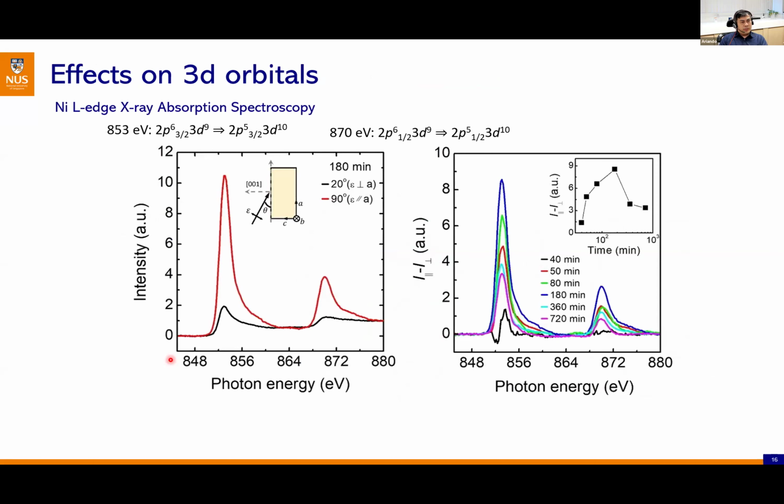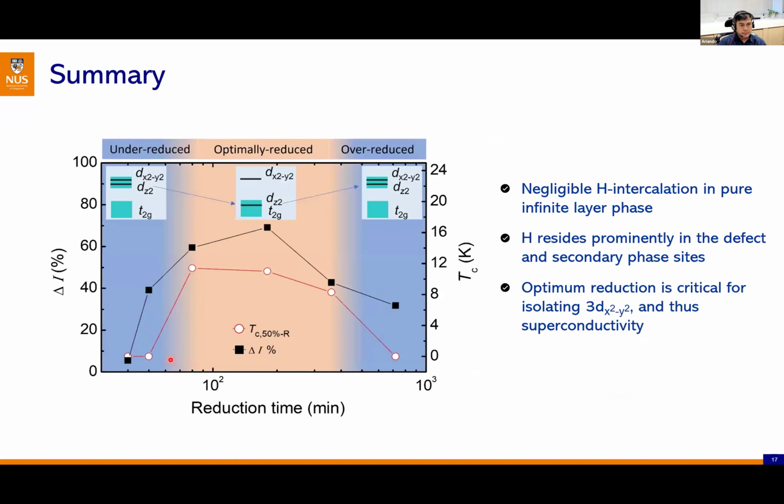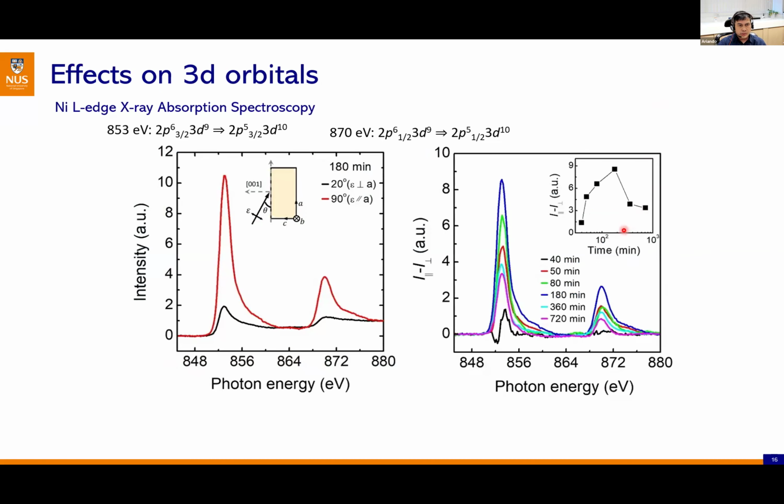So that's what we did. We did X-ray absorption linear dichroism, looking into out of plane and in plane, using out of plane and in plane polarizations, as a function of reduction time. As you can see, the two peaks are the transitions from the 2p to 3d, L3 and L2. For in plane, the absorption is much larger than the out of plane. And we look into the difference of this in plane and out of plane. And here showing the difference as a function of the reduction time.